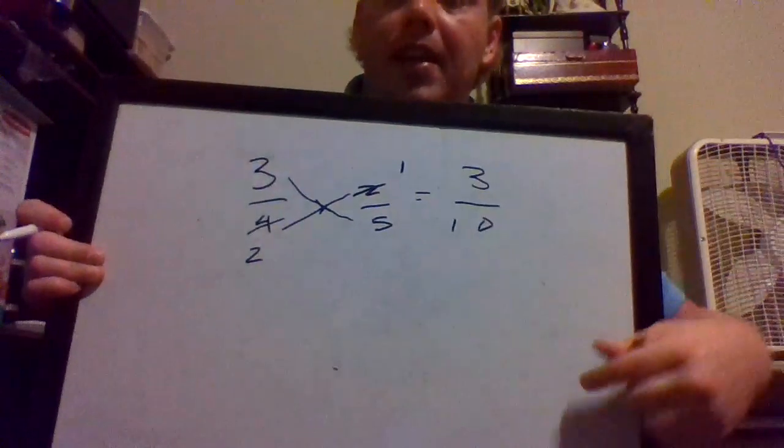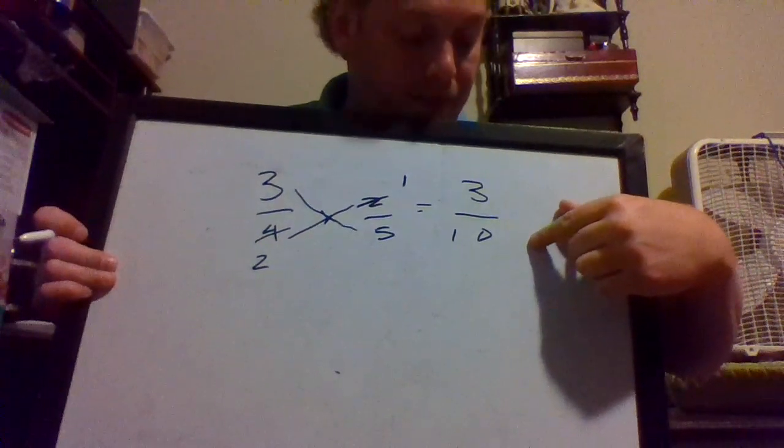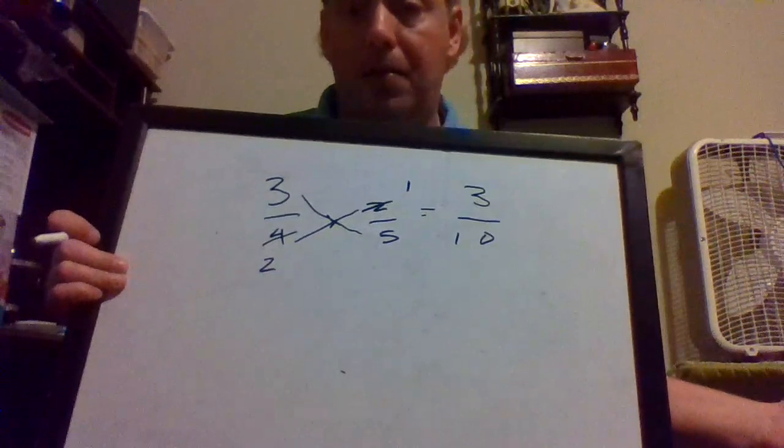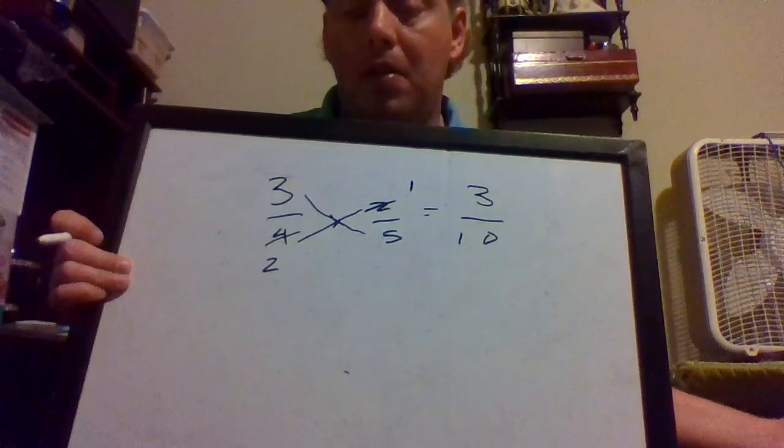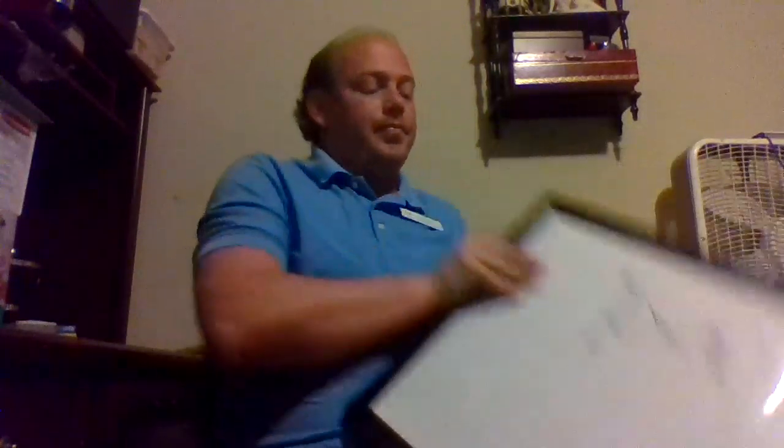So let's go ahead and see what we got. 3 times 1 is 3. And 2 times 5 is 10. So as you can see, we have an answer completely in its simplest form, and we didn't have to do 2 steps, even though we really did do 2 steps. So that's multiplication, just to refresh your memory.